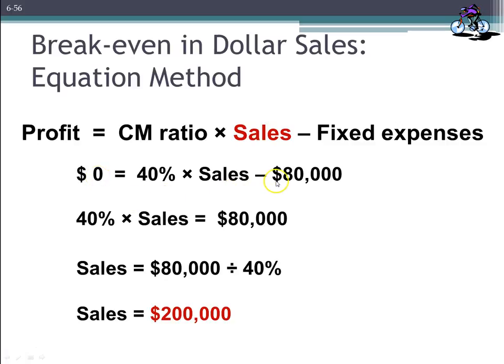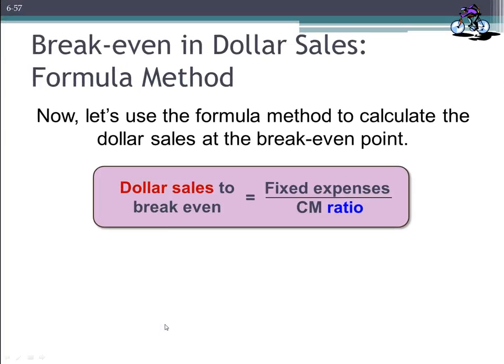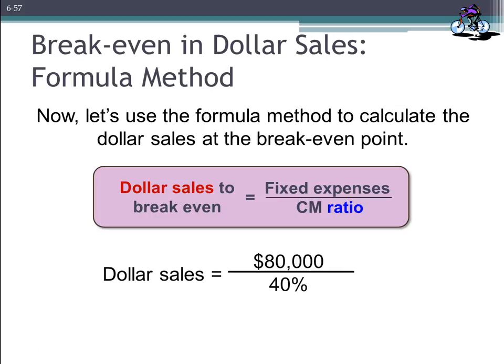So once again, just using algebra where we're trying to isolate that one unknown variable of sales, we come up with $200,000. Let me show you very quickly under the formula method the exact same thing, except of course we're just leaving out the profit because the target profit is 0. So just plugging in those numbers, we come up with the exact same amount. Again, use whichever formula you think is easiest from that handout that I gave you.